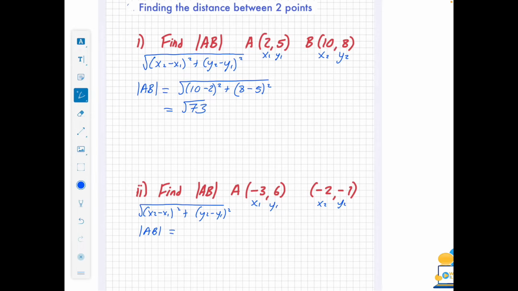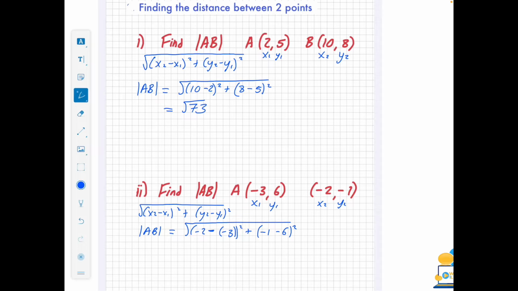So the distance between A and B is equal to x2, which is minus 2. Then we have a minus from the formula, and our x1 is minus 3. So it's minus 3, all to be squared, plus y2, which is minus 1, minus 6, all to be squared. Okay, now this is the key bit here. Our formula is x2 minus x1. So we have minus 2, minus, and then we can see that x1 is minus 3. So we need to have minus 3.